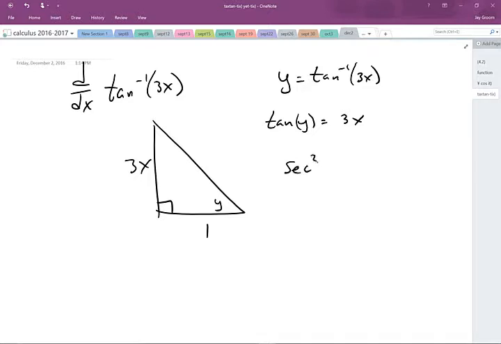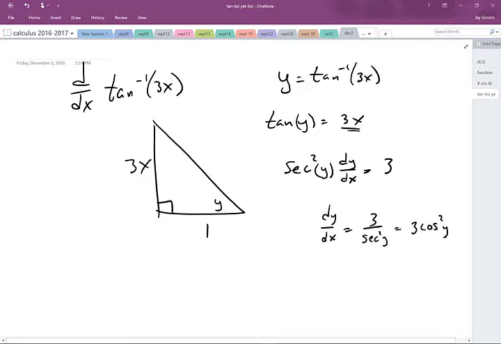Now what is the derivative of tangent? Secant squared of y dy dx. And what's the derivative of 3x? 3. That's right. And so dy dx is 3 over secant squared, or if you prefer, which I do, 3 cosine squared of y. Nice. Right? Because 1 over secant is cosine, right?